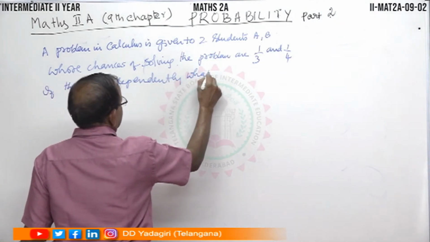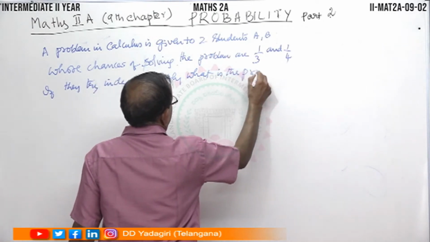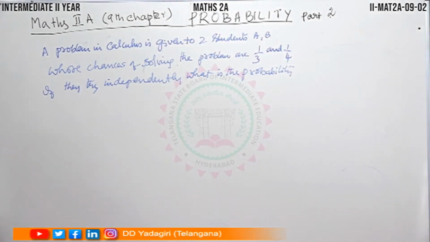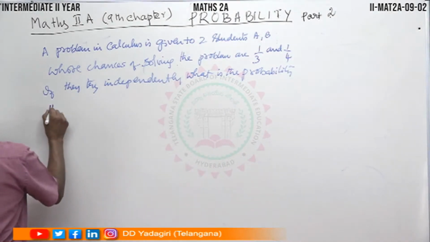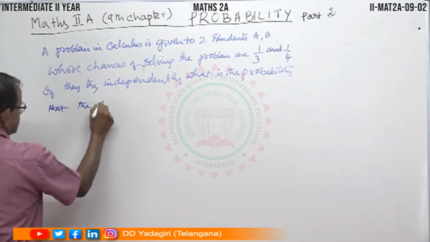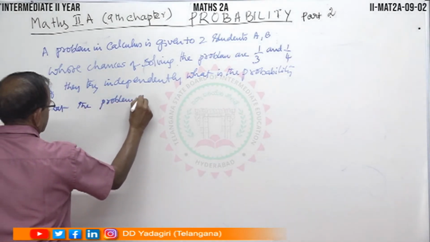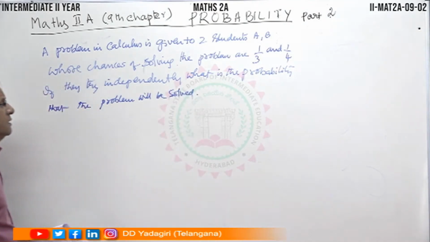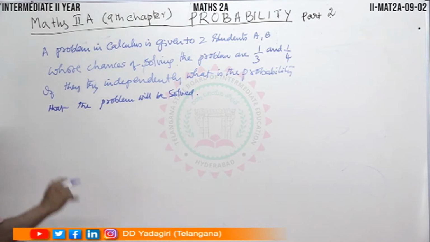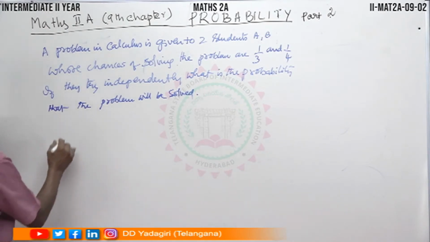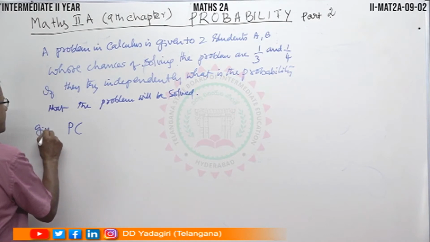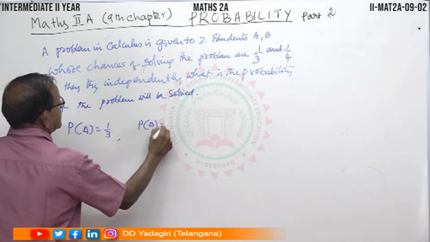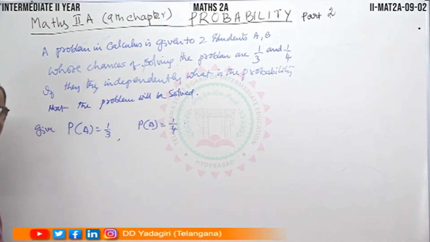Now if they try independently, what is the probability that the problem will be solved? Here they are doing independently. They are not discussing with each other. Now what is P of A given? P of A is equal to 1 by 3. And P of B is equal to 1 by 4.